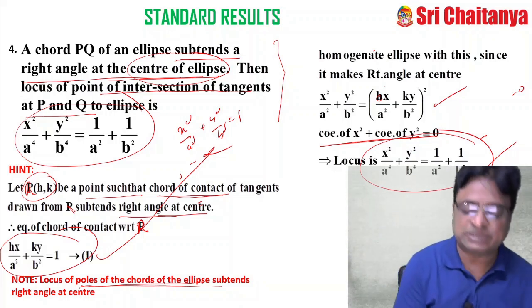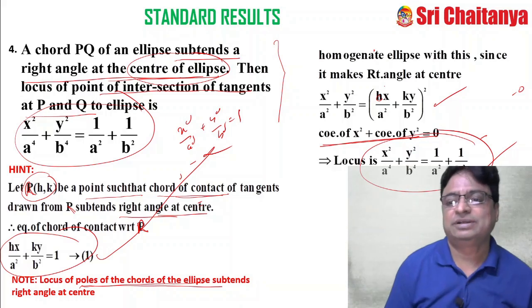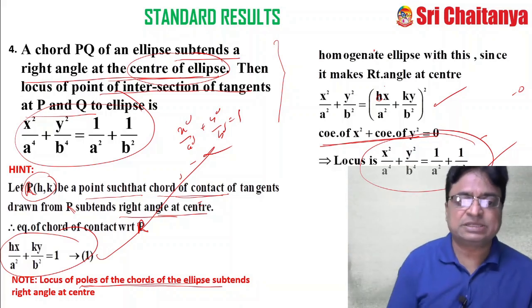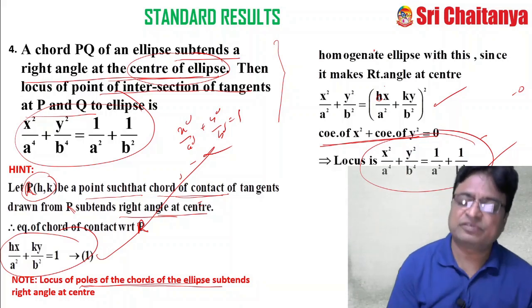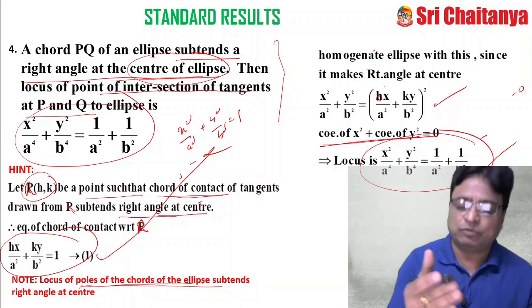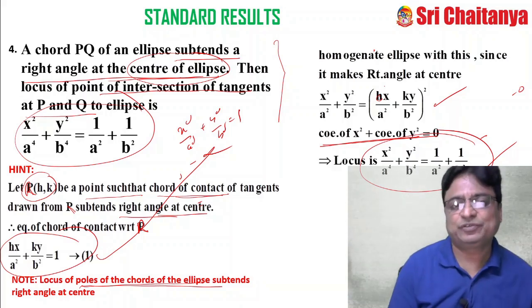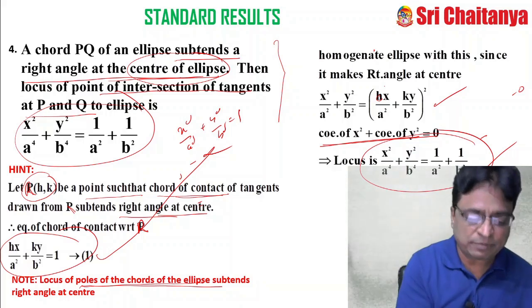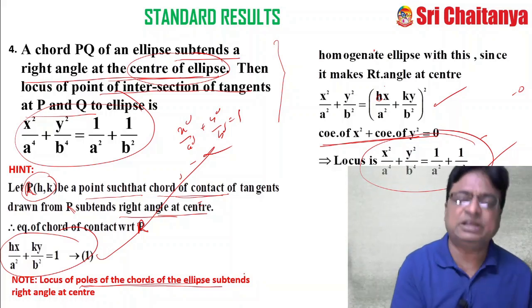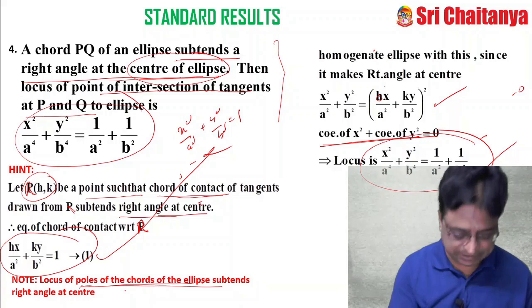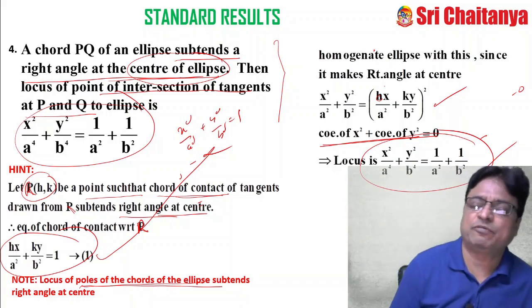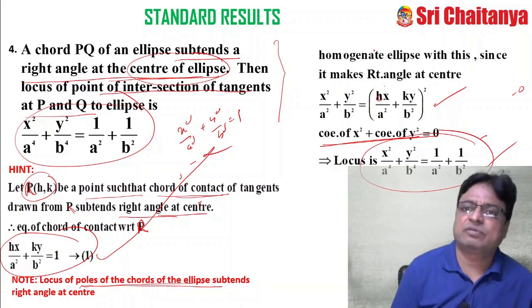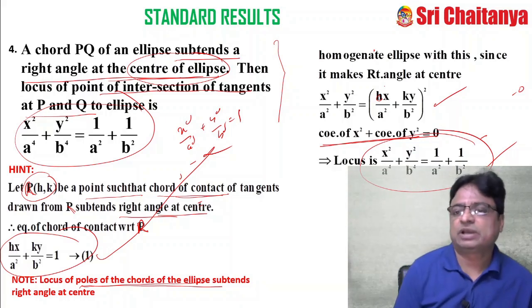They never give statements like locus of the poles of the chords, because in the syllabus they clearly mention tangent and normal only. The business of poles and chord of contact comes with the help of what? Only tangents and normals. That's why. So we can also state the above problem: the locus of poles of chords of the ellipse which subtend a right angle at the center is, which is also answered as what? x square by a power 4 plus y square by b power 4 equals 1 by a square plus 1 by b square. Clear, my friends?